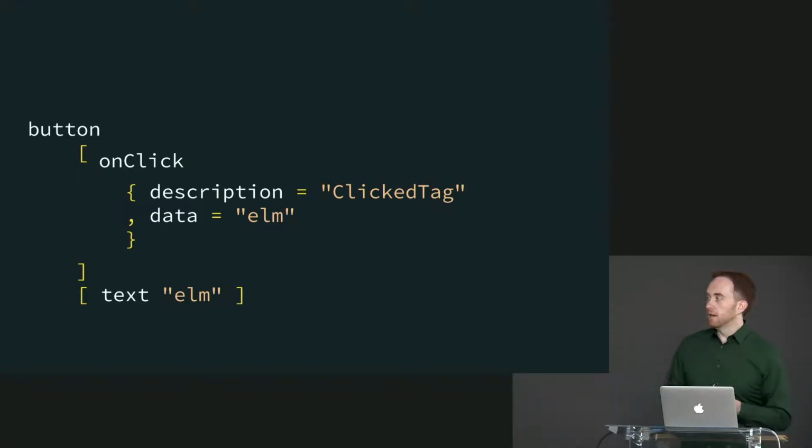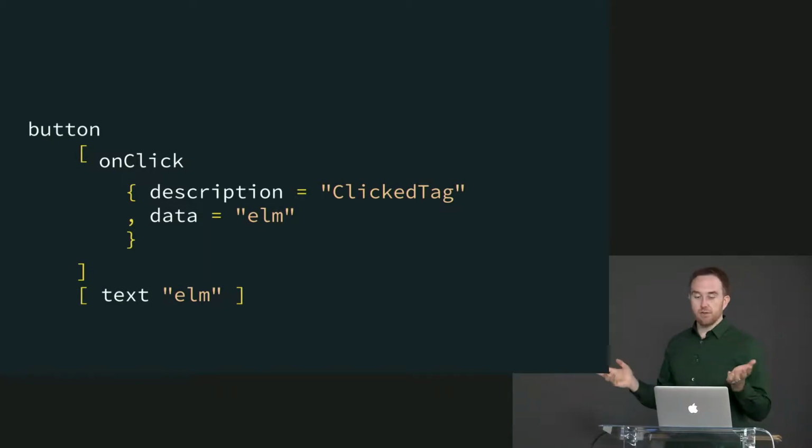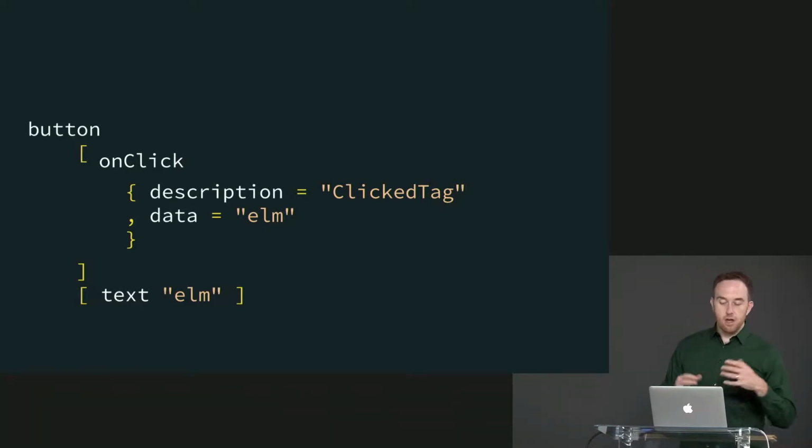And then that's actually just a plain old attribute that we can put inside of our button. So just like we had class as one of the attributes that can go in a button, onClick is another one. Event handlers go in that same first list of attributes that get passed to every element. So button, onClick, and then a record.